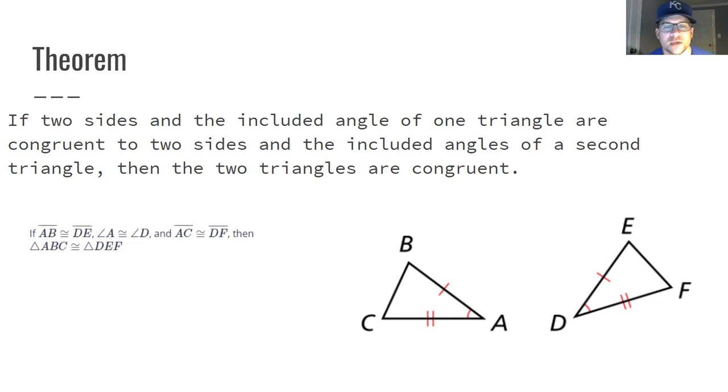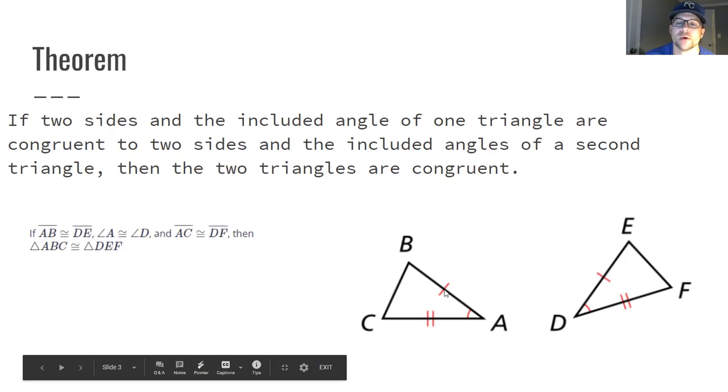So notice how in this first triangle ABC, you have 2 different sides that are marked congruent. We have AB and AC. Same thing over here, DE and DF. Those are marked congruent to each other. And the included angle, which means the angle that is touching both of those sides, angle A is touching both AB and AC. Angle C is not included because it's not touching segment AB. Included means in between or touching both of the sides.